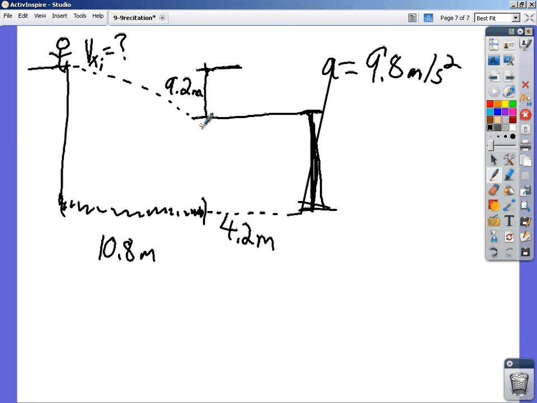Okay, this acceleration right here, is it an acceleration in the X direction or in the Y direction? Y. This is in the Y direction as well. So why is it Y? It's the acceleration due to gravity. It's going to point towards the center of the Earth. It's always going to be Y.